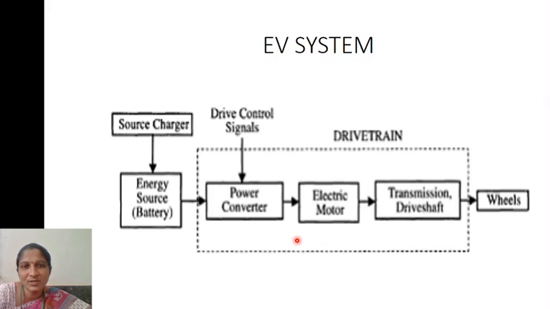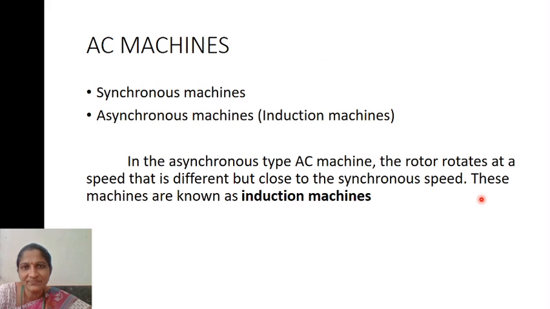And coming to the general block diagram of the EV system, we have already studied it. There is a charger to charge the battery. From the battery, the DC energy will flow to the power converter. From the power converter, the DC is given to the electric motor. If it is AC, then this power converter will convert the DC to AC, and it will be fed to the electric motor. Then this electric motor will drive the wheels by using the transmission that is given to the wheels. This is the general block diagram of the EV system.